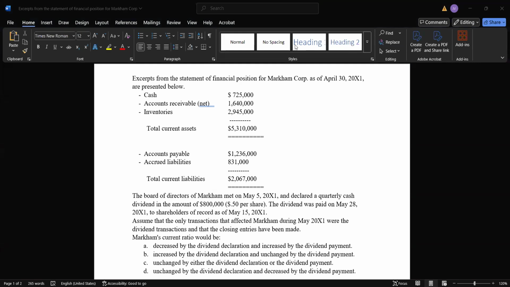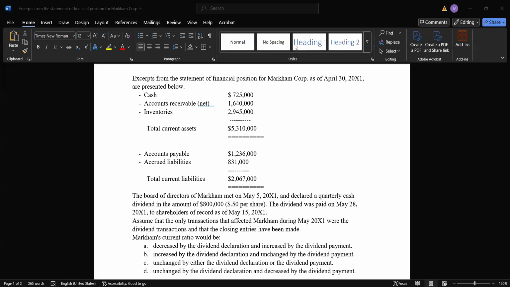There's a scenario given here which says the board of directors of Markham met on May 5, 2021 and declared a quarterly cash dividend in the amount of $800,000. The dividend was paid on May 28th to shareholders of record as of May 15, 2021. Assume that the only transactions that affected Markham during May 2021 were the dividend transactions and that the closing entries have been made. We are asked to comment about what Markham's current ratio would be.